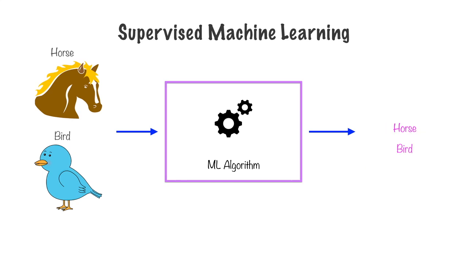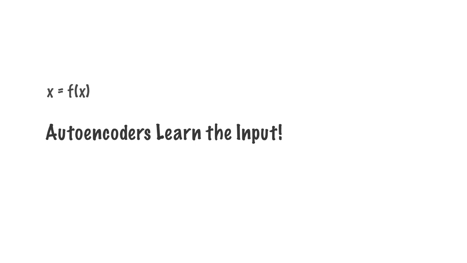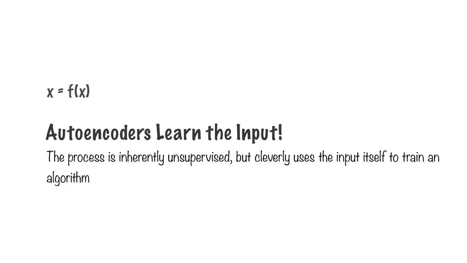Autoencoders, though, have no labeled data to work off of. So you can imagine in this image problem, the images exist, but no corresponding labels exist. Autoencoders then try to learn the input itself. The process itself is unsupervised because there are no labels, but autoencoders very cleverly use the input itself to train an algorithm. It tries to reconstruct the input image to tweak its underlying model.